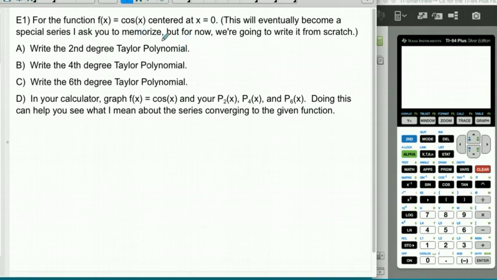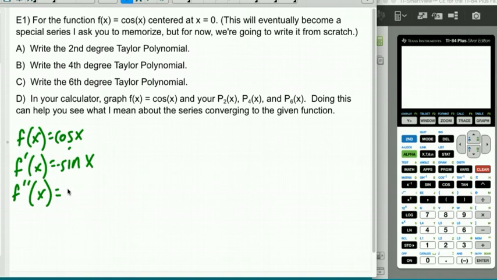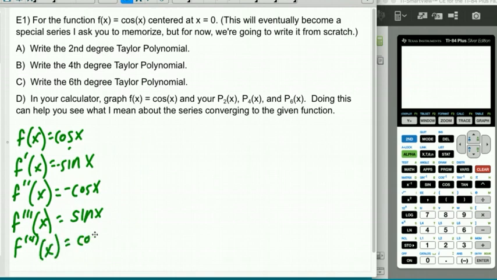This is actually a series that you're eventually going to memorize, and if some of you have read ahead, you might already know this, but we're going to do it the hard way, right? So my f of x is cosine of x. My f prime of x is going to be negative sine of x. My f double prime of x is going to be negative cosine of x. My f triple prime of x is going to be regular sine. My fourth derivative of x is going to be cosine.